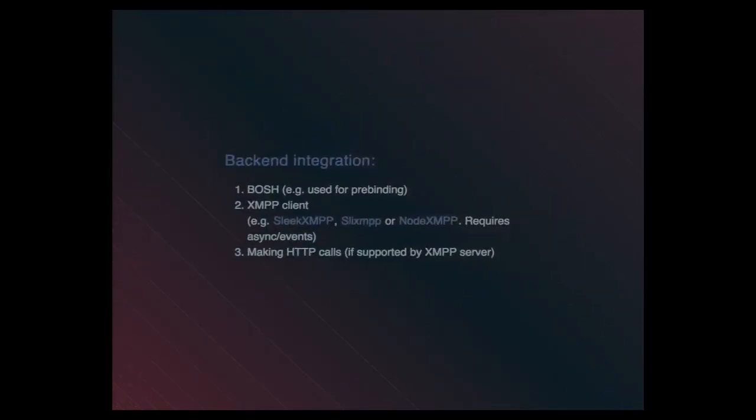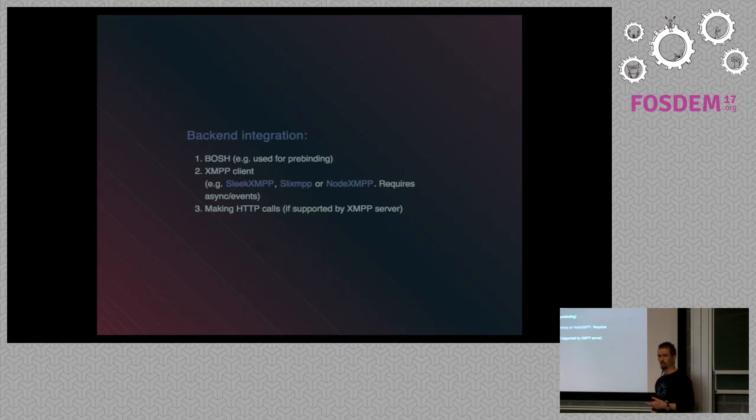So that's the front end. On the back end, there are basically three ways that you might communicate between your web application and the XMPP server. One would be to use BOSH, which I just explained. Another would be to have some kind of built-in XMPP client using an XMPP library, where it would have to be asynchronous, right? It would have to fulfill the requirements mentioned earlier. And a third way is to have HTTP calls between your web application and an XMPP server, if the XMPP server provides some kind of RESTful or JSON HTTP API, which a lot of them do.